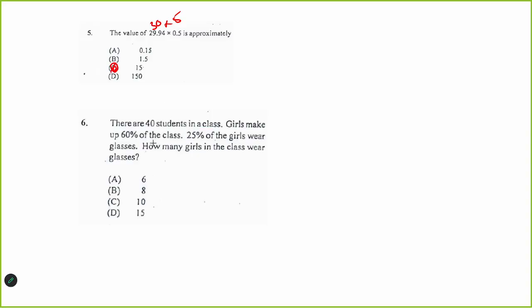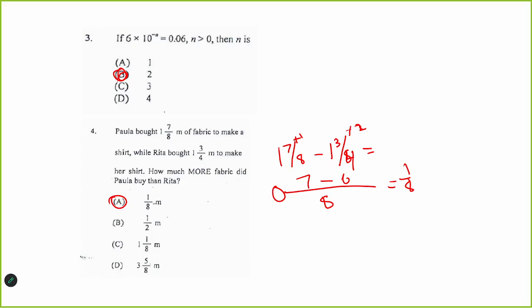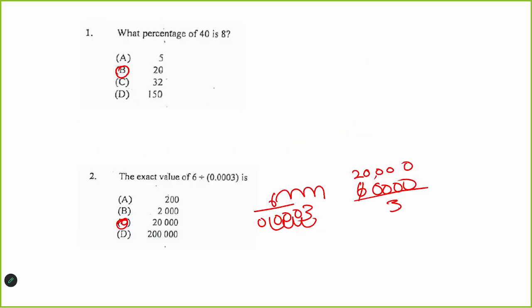This one here, we did it already. 60% of 40 is 24, and 25% of 24 is 6. That's the end of January 2018.